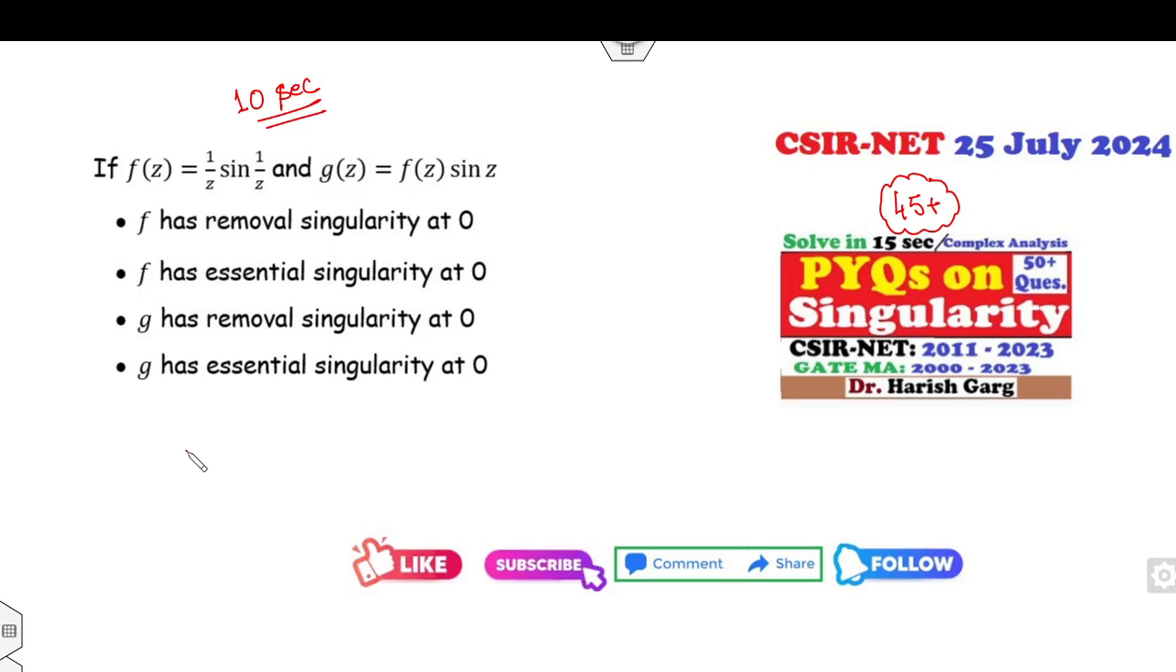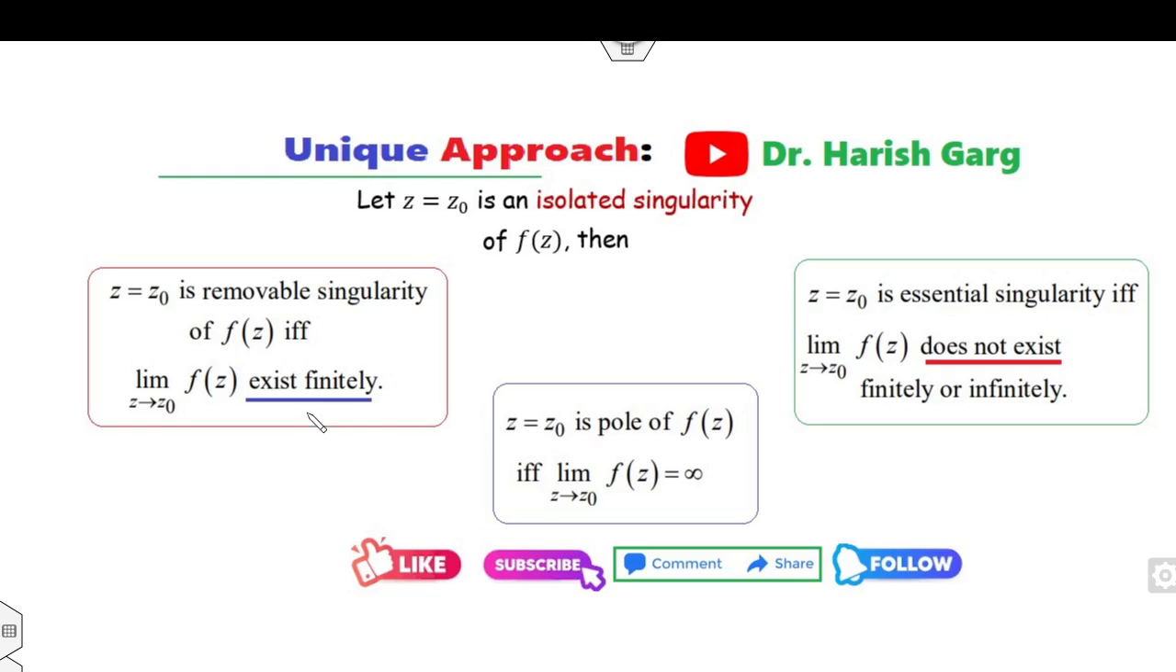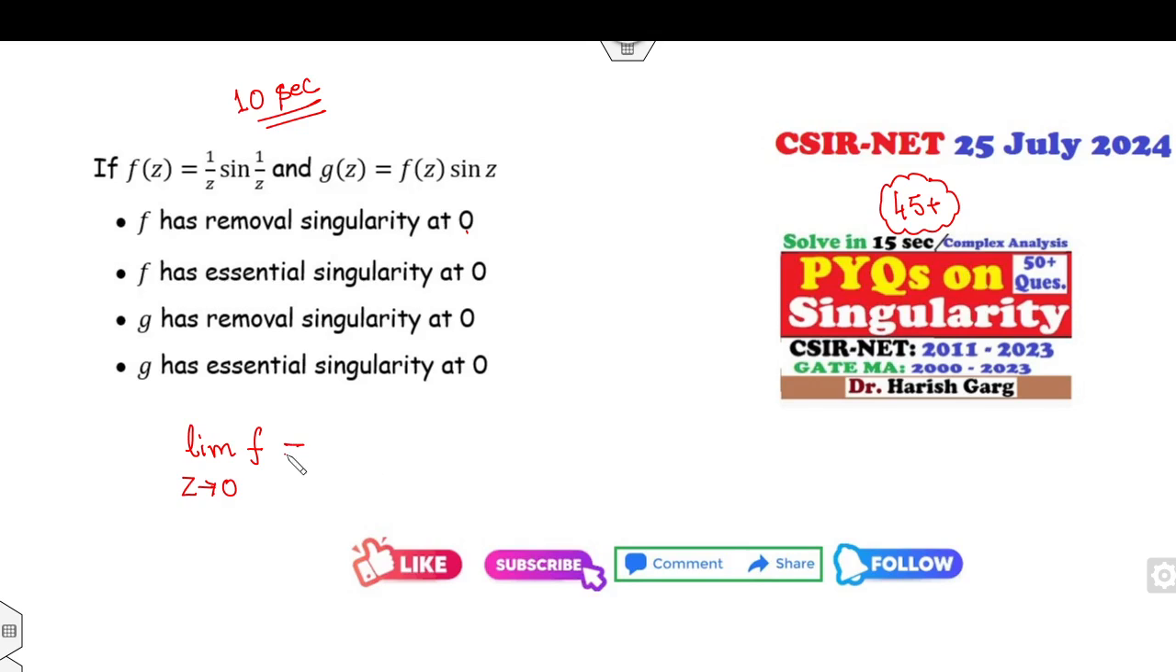You can simply compute the limit of the function f and the function g at the point 0. What is the shortcut trick that I explained in that lecture? If this limit is finite, then we call it removable. If this limit is infinity, then we call it a pole. If this limit does not exist, then we call it essential. So your target is only to compute the limit. What is the limit of f? Clearly, the limit does not exist.